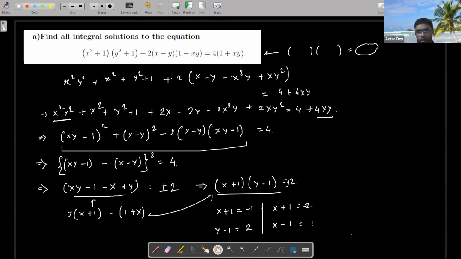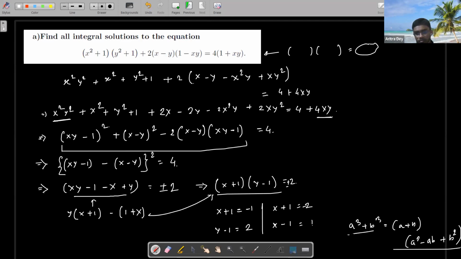What is the formula for a cube plus b cube? You don't know what is the formula? This is the formula for a cube plus b cube.